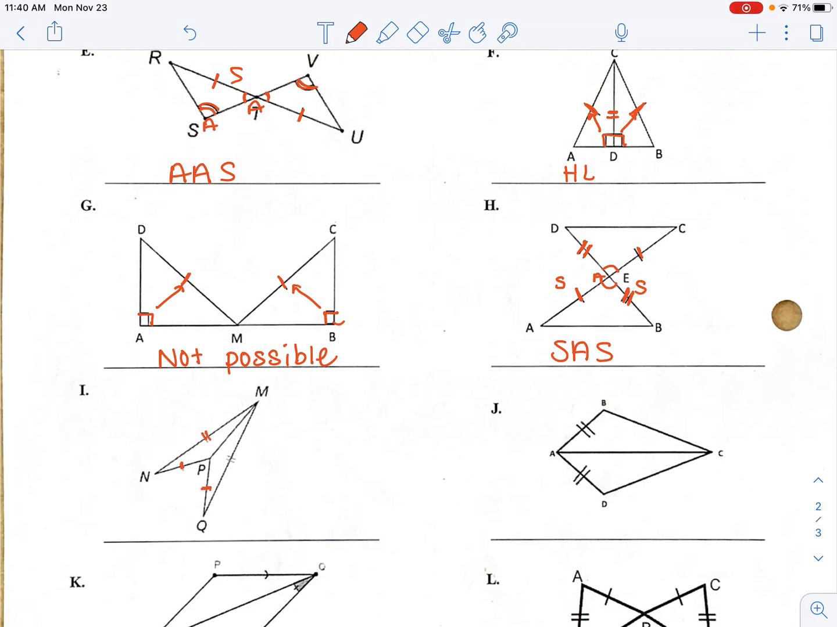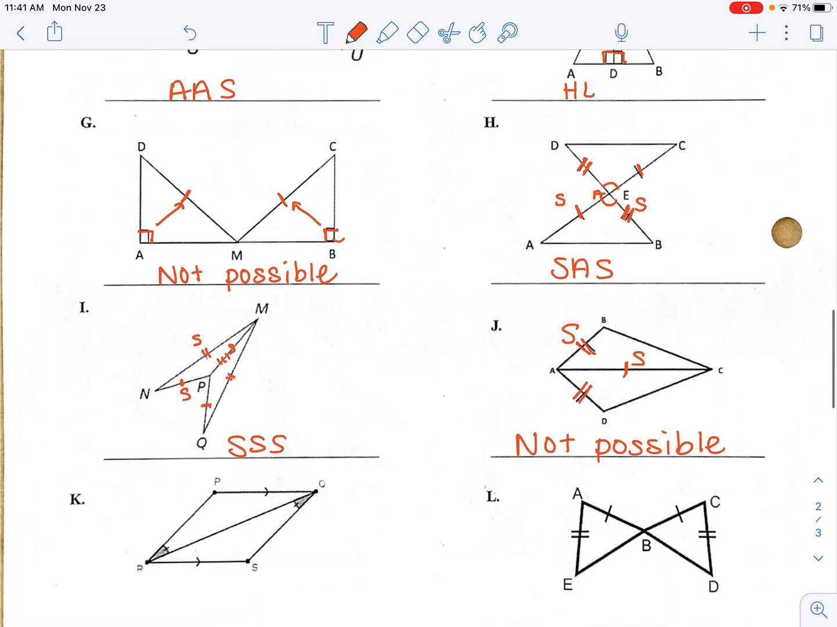For I, they've got the 1 tick mark, 1 tick mark, 2 and 2. I think we can make an additional marking here because of the shared side. So they've got a side and a side, so I would say this is side, side, side. Over here for J, they've got the tick marks here for those sides. We can make an additional one saying because that side's equal. So I've got a side and a side. Well, is side, side a reason? No, so I would say not possible. There's not enough information for that one.